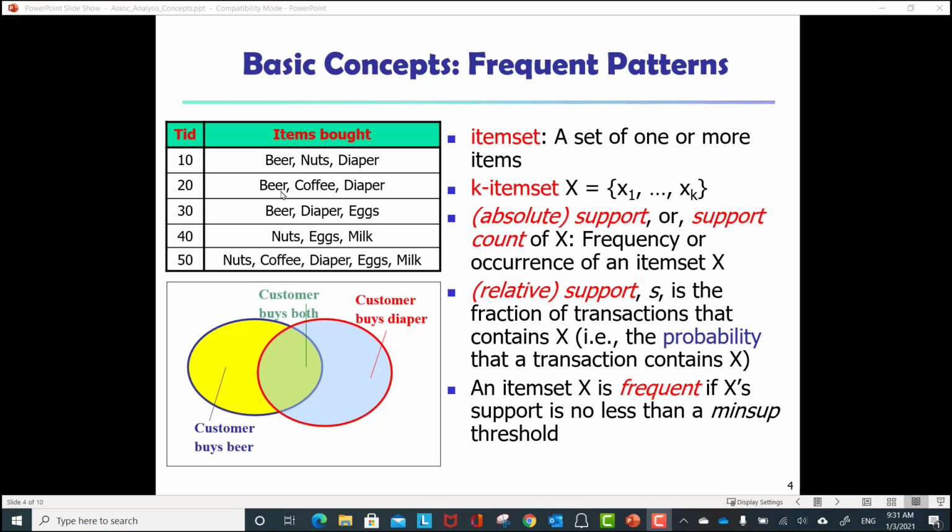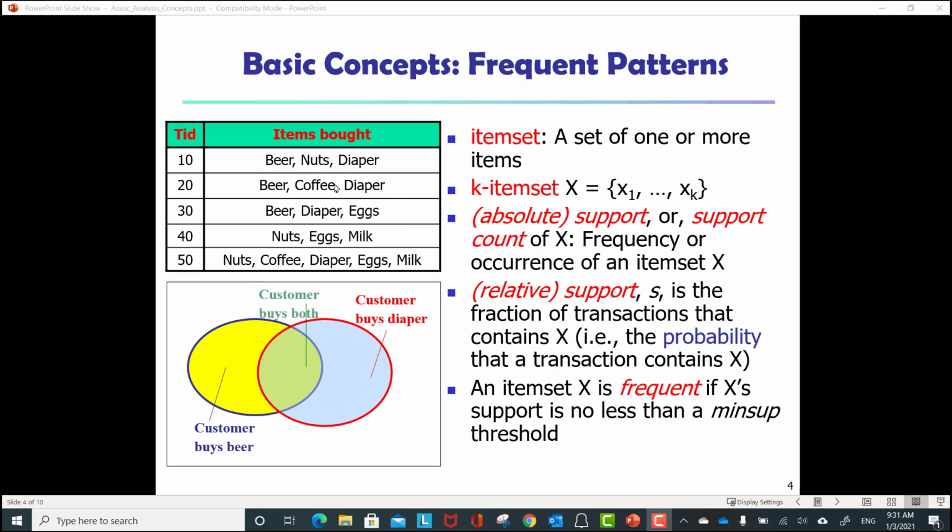Let me give a couple more examples. How about diaper? The absolute support, or support count, for diaper would be 1, 2, 3, 4. So it is 4, and the relative support should be 4 over 5. So 4 transactions contain diapers out of 5 transactions, which is 0.8 or 80%. Is that right?